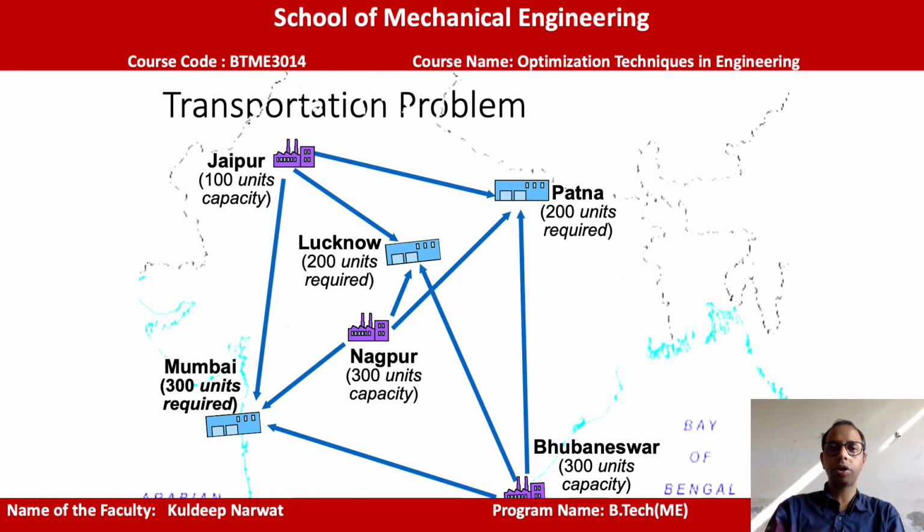So this is the modeling of the transportation problem. We can see Mumbai, Patna, and Lucknow. We want to transport to these points, and what are the sources available to us? We have Jaipur, which has 100 units capacity. We have Nagpur that has 300 units capacity. We have Bhubaneswar that has 300 units of capacity. So the goods are to be transferred from these 3 locations to Mumbai, Patna, and Lucknow. What would be the algorithm, how will we solve this problem so that the transportation cost is minimum in our case? That we'll see on the next page when we form the matrix.